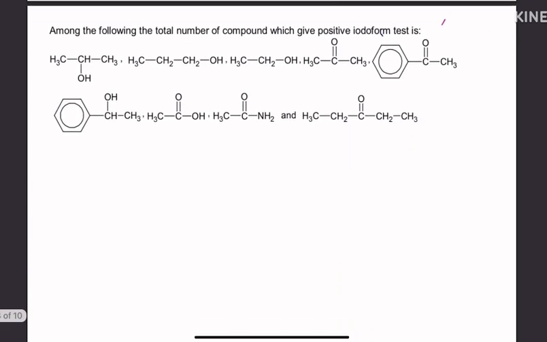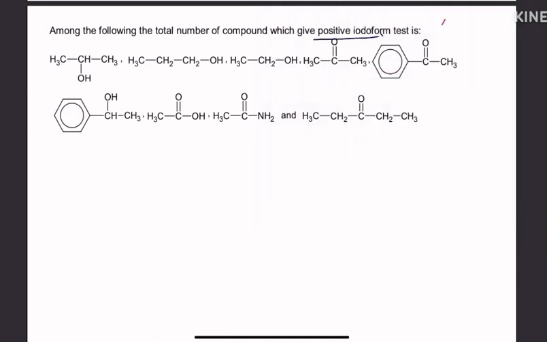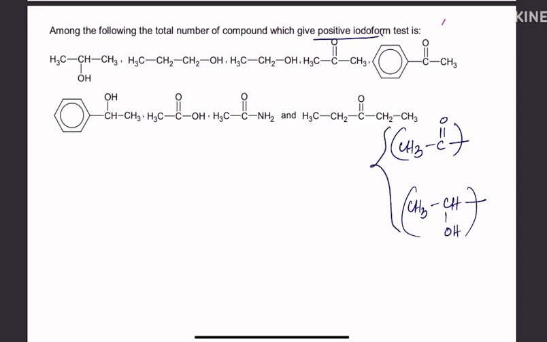Yeah. So in this case, among the following, the total number of compounds which give a positive iodoform test. You know the positive iodoform test already. For a positive iodoform test, if the compound has the CH3CO group, or if it has the CH3CHOH group, and if I react with I2/NaOH, it will give iodoform.